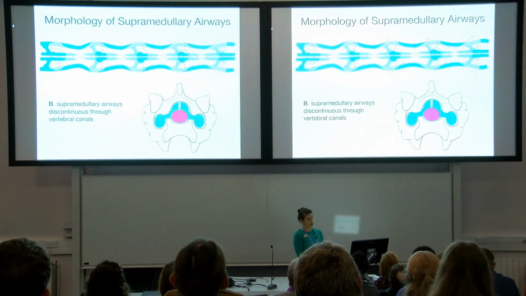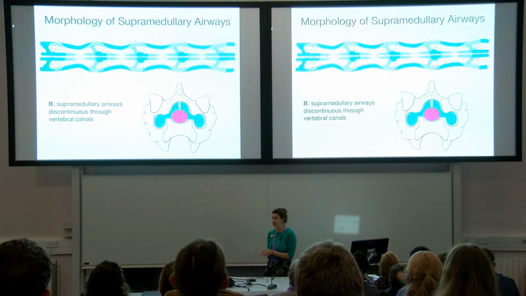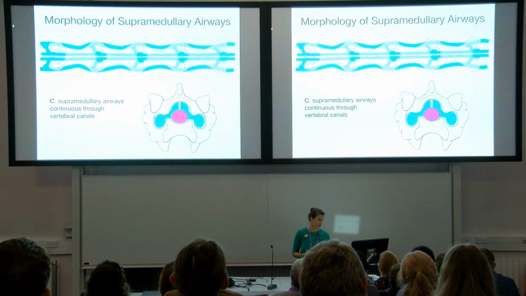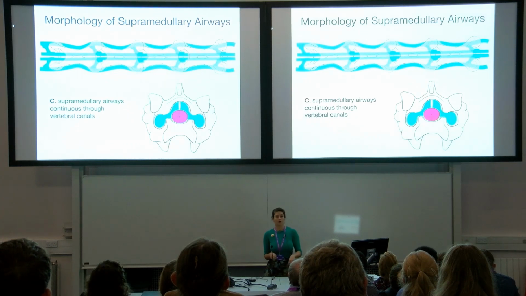Sometimes these expand to enter the vertebral canal to a greater or lesser degree, but they don't merge with each other. So they're seen as discontinuous through consecutive vertebrae. In other instances, they did connect with each other. And then we would see these continuous tubes running through vertebrae that were articulating with each other.